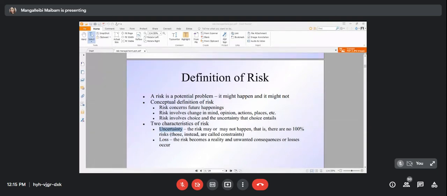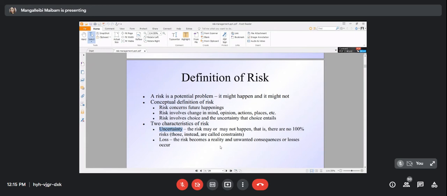So here, the second point is loss. Loss, sorry, not lost, loss. So loss means the risk becomes reality. So the problem is occurring.